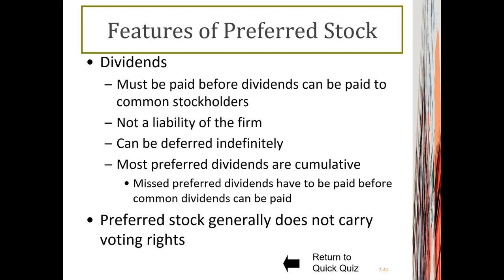For preferred stockholders, there's some difference in dividend payment policy relative to common stockholders. The preferred stock dividend has to be paid before dividends can be paid to common shareholders. So the dividend payment for preferred stock is more like a liability in certain circumstances. If a company needs to pay dividends to common stockholders, they have to pay dividends to preferred stockholders first.